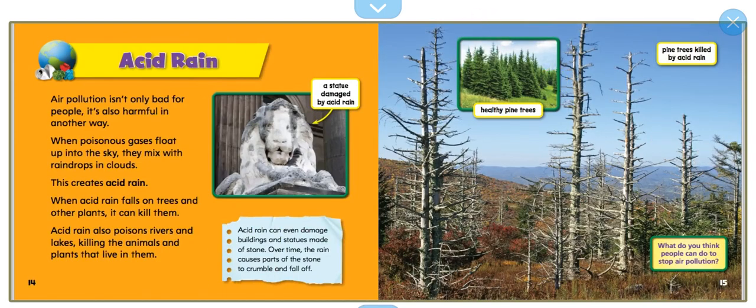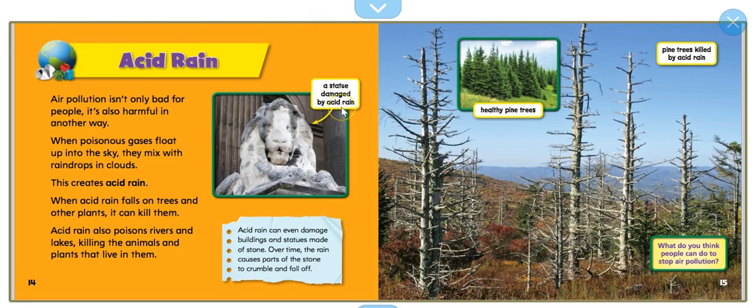Acid rain. Air pollution isn't only bad for people, it's also harmful in another way. When poisonous gases float up into the sky, they mix with raindrops in clouds. This creates acid rain. When acid rain falls on trees and other plants, it can kill them. Acid rain also poisons rivers and lakes, killing the animals and plants that live in them.